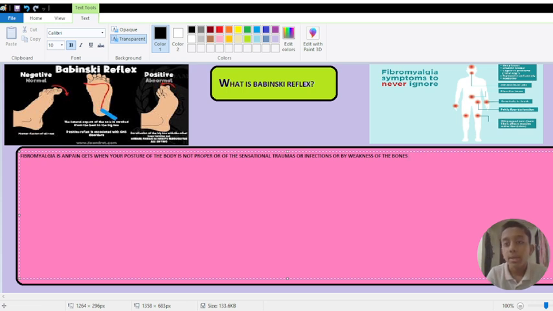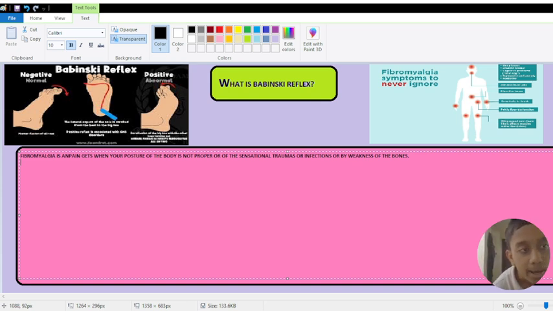Fibromyalgia can happen in our head, brain side, and neck side. You can see the neck also, and on the stomach, and in our hands and the legs, and on the lap also. It happens in all these parts, and it also happens on the back, because back support is very important for your body. So we should use back support to avoid fibromyalgia. I hope you understand fibromyalgia. Let's start with our main topic, which is Babinski reflex part 2.